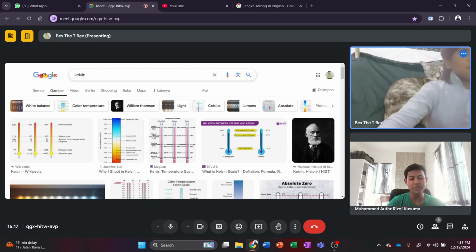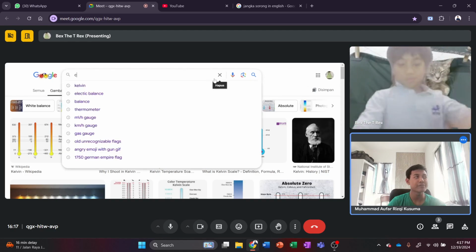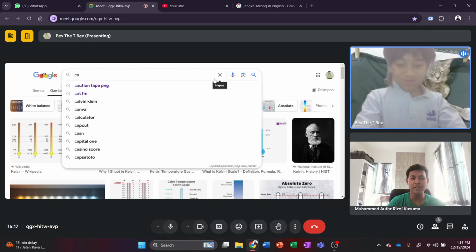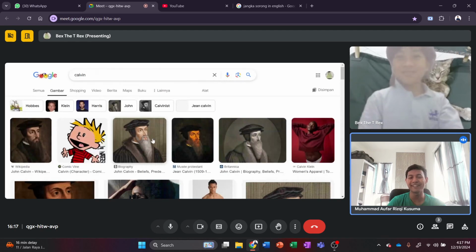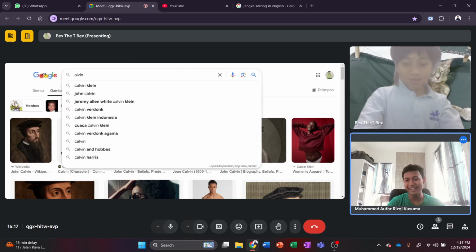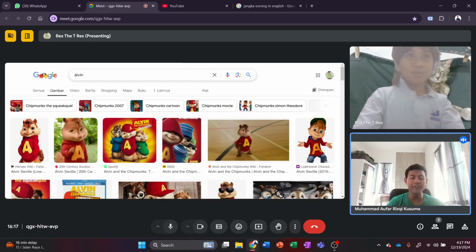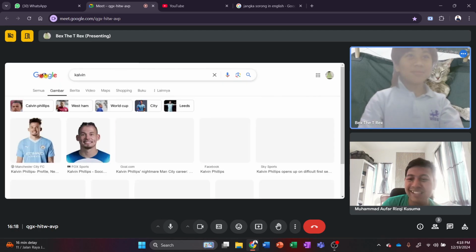Did you know why there are a lot of units? Wait, let me see. Kelvin. This is a different Calvin. Alvin is the other guy, the chipmunks.